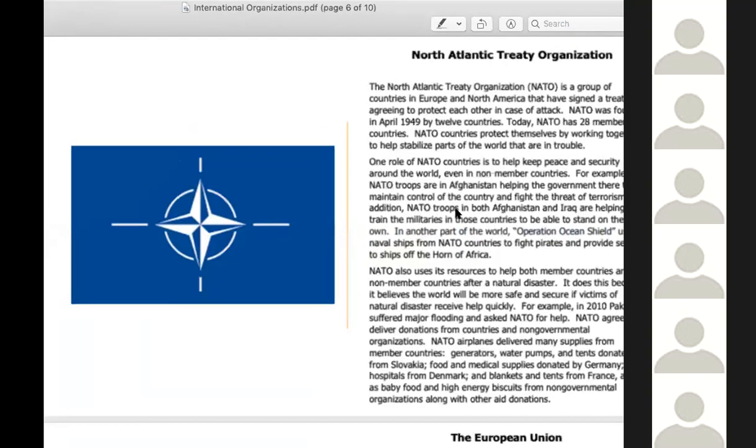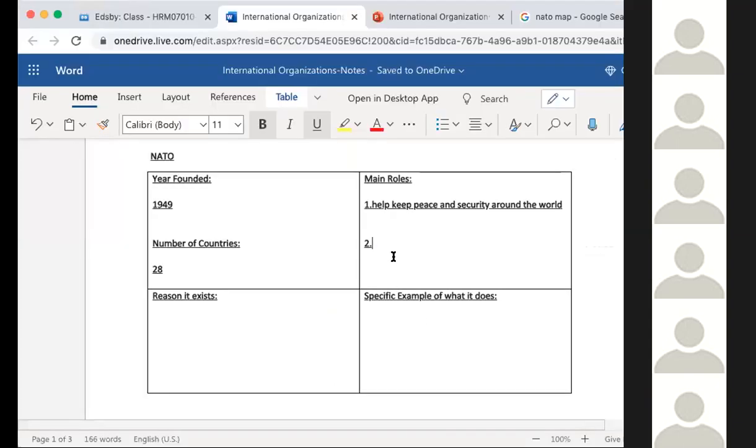Yes. What does it say here? What are they doing in Afghanistan and Iraq? Train. I'm trying to fix something, sorry. That's okay. Gabe, are you there? Yeah. What is NATO doing in these two countries? They train the military. So can we put that as one of their roles? They train local militaries to help keep peace in their own countries? Yes. So we go back here. Train militaries and countries.